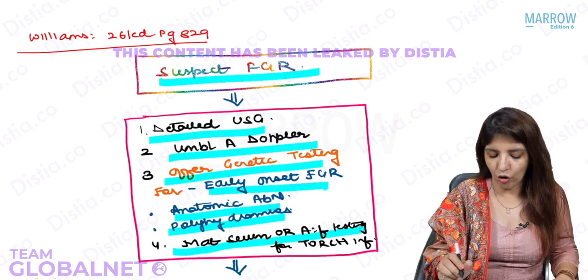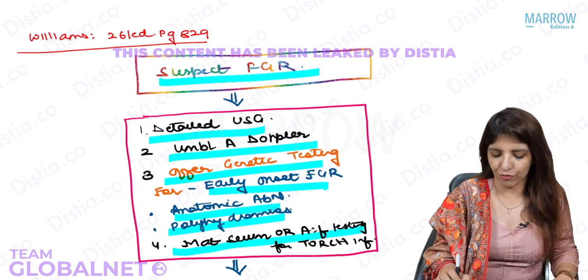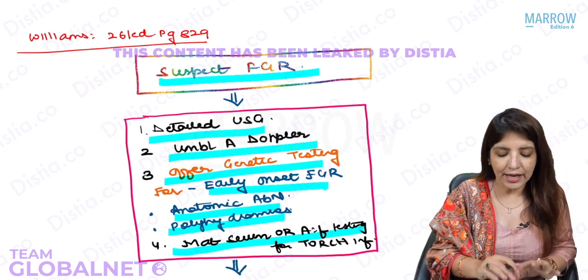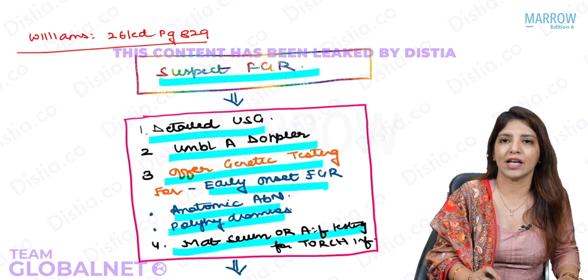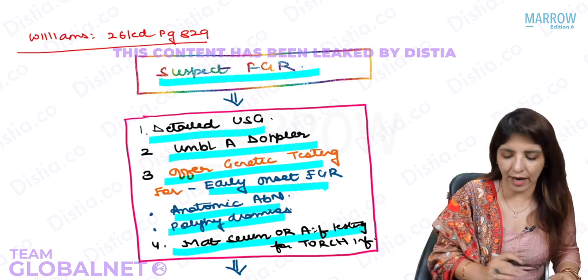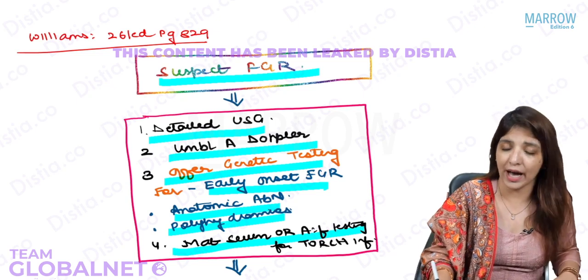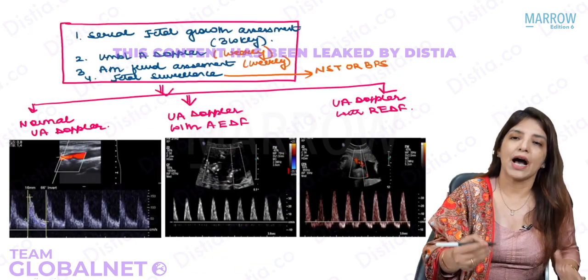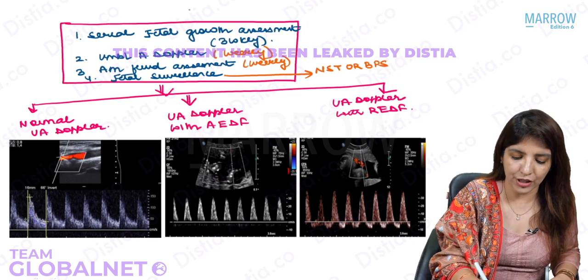Then you can go for maternal serum or amniotic fluid testing for TORCH infection. Now, this particular box is telling you how you are going to determine the cause of the growth restriction, the IUGR. Then comes, how are you now going to further manage this?